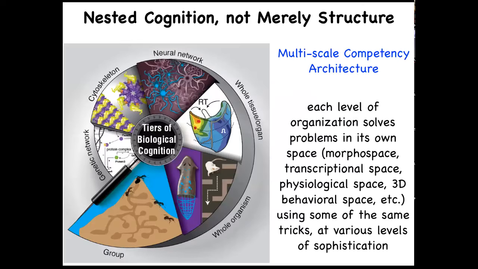And the interesting thing about biology is that each of us is made of this multi-scale competency architecture that is not just structurally, we're sort of nested dolls where groups of us are made of organisms, which are made of organs and tissues and cells and subcellular components. But each of these layers is actually solving problems in its own space. These are not merely passive subcomponents. They are all competent in solving various kinds of problems.